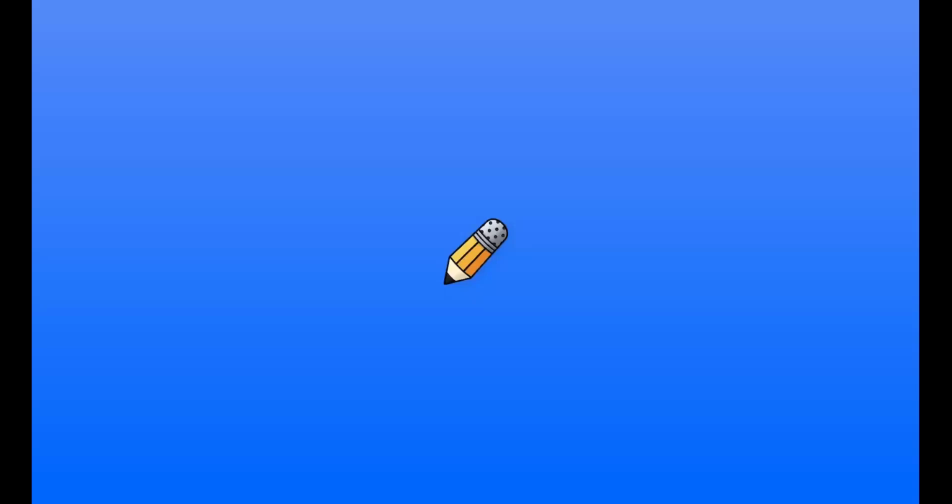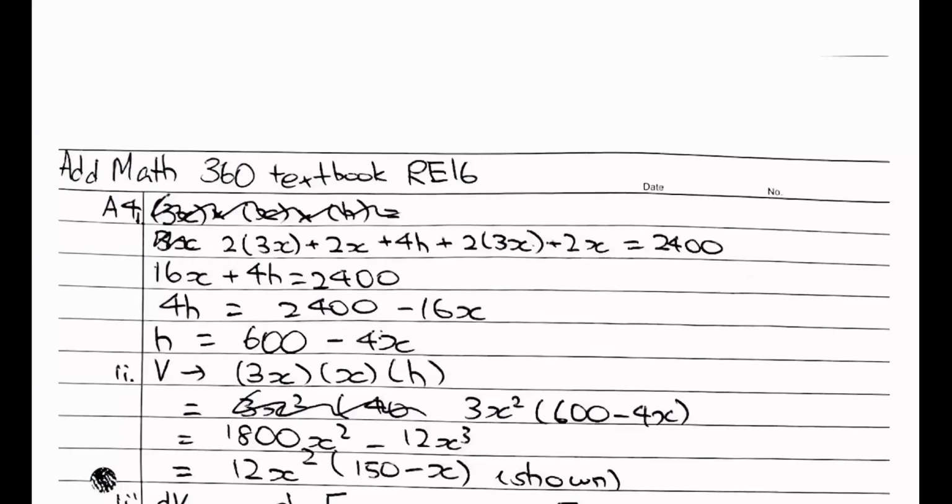Okay. Back. What is revision exercise 16? Let's see. Right, this one. A4, A5, B6, and B7. You wanted some application questions, if I remember correctly. Okay, let's take a look.